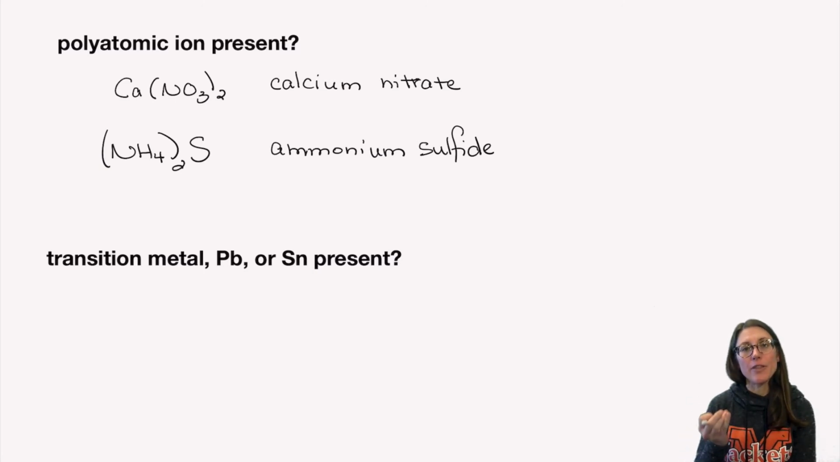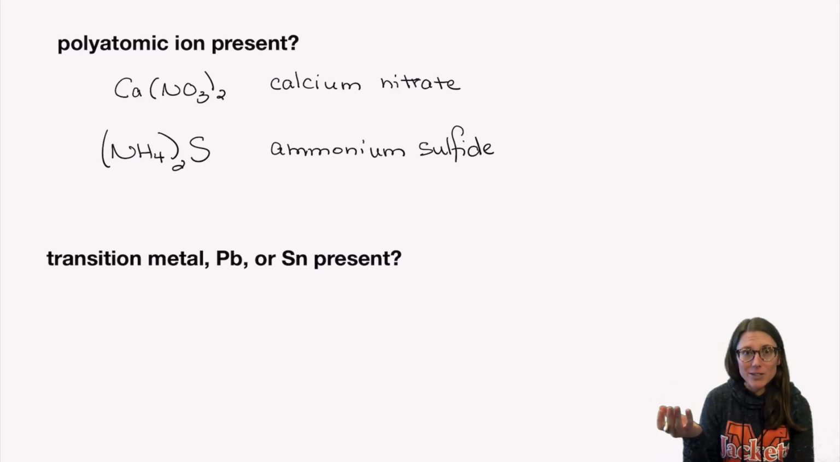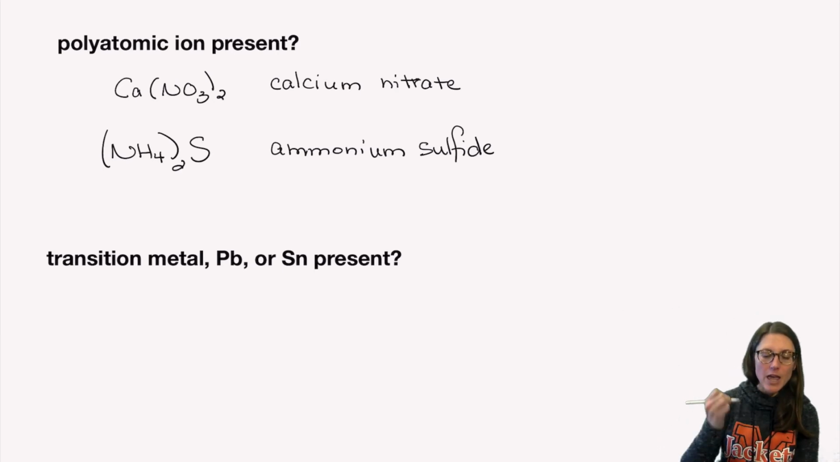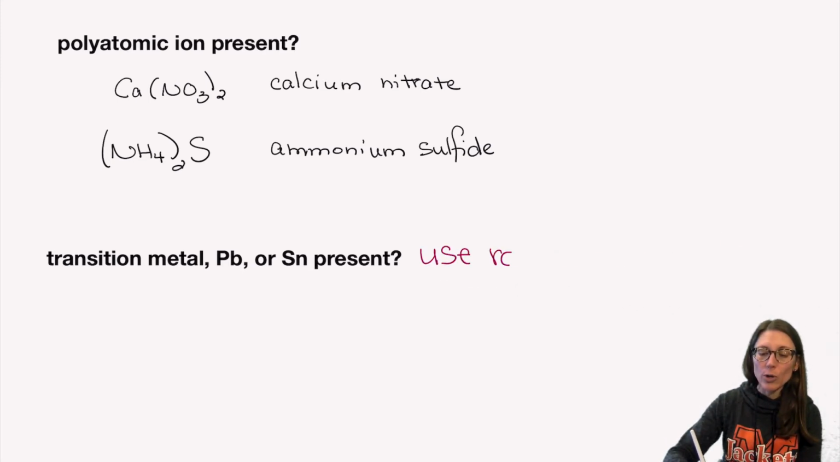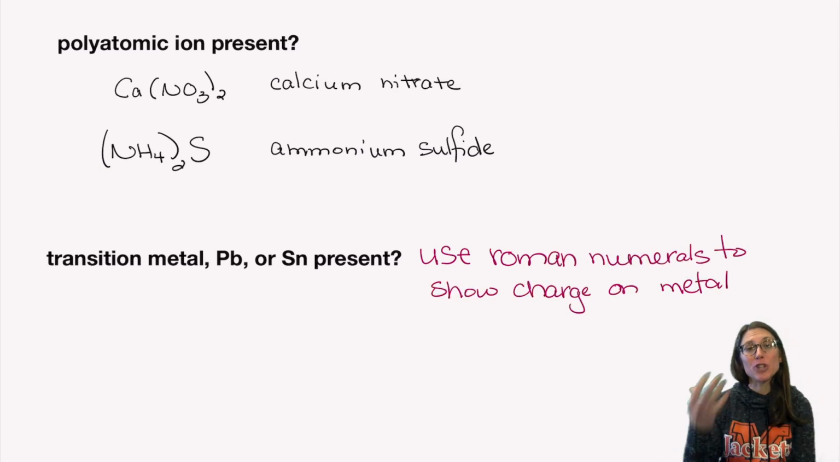Okay, here's the only thing that tends to trip people up, and that's what if we have a transition metal? I told you we don't include subscripts because we can find the charges for our elements. But what about transition metals where there are multiple charges present? Remember those Roman numerals? This is where we use them. If I have something with a transition metal, lead or tin, I am going to use Roman numerals. And those Roman numerals will tell me the charge on the metal.